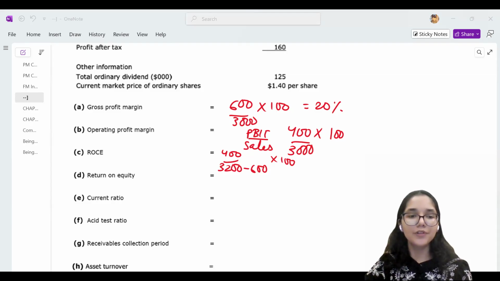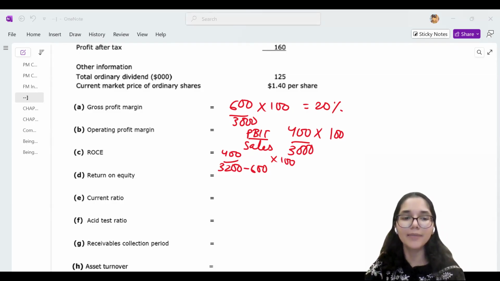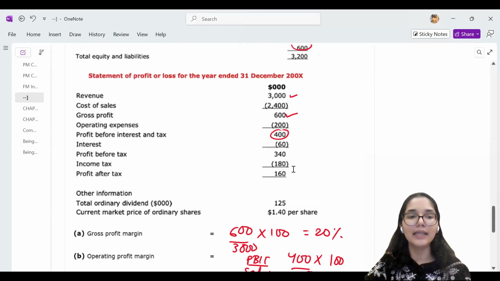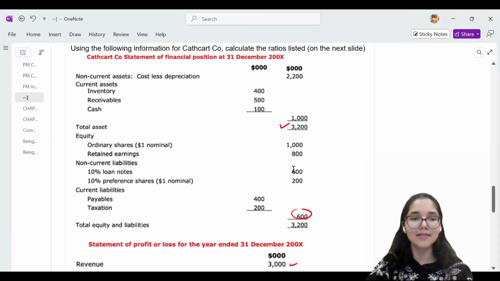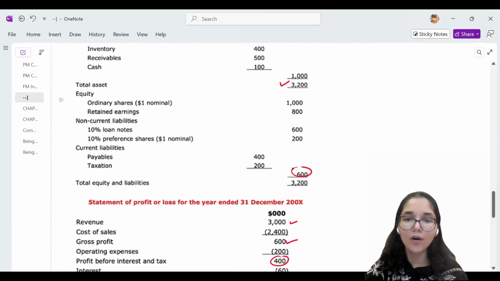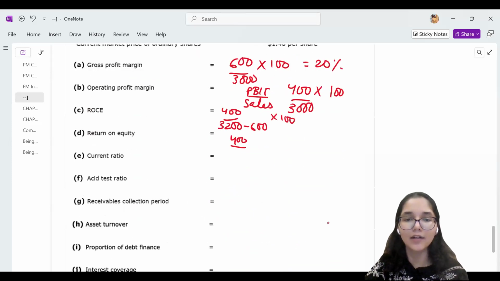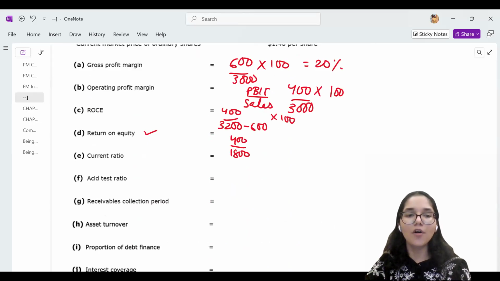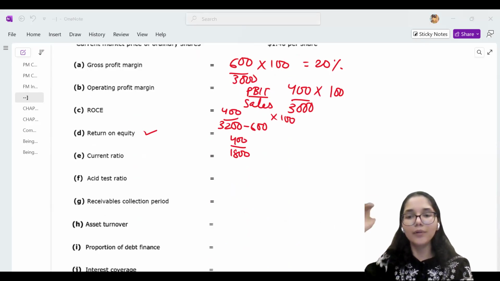Now let's move to the fourth one, which will be the return on equity. So for return on equity, PBIT remains the same, 400. Denominator will be equity. Equity is the capital plus the reserves. So we have the ordinary shares plus the reserves. So 1800 will be my denominator. This is the numerical working for return on equity. Then what will be the formula that we use for our current ratio? Let me know quickly.